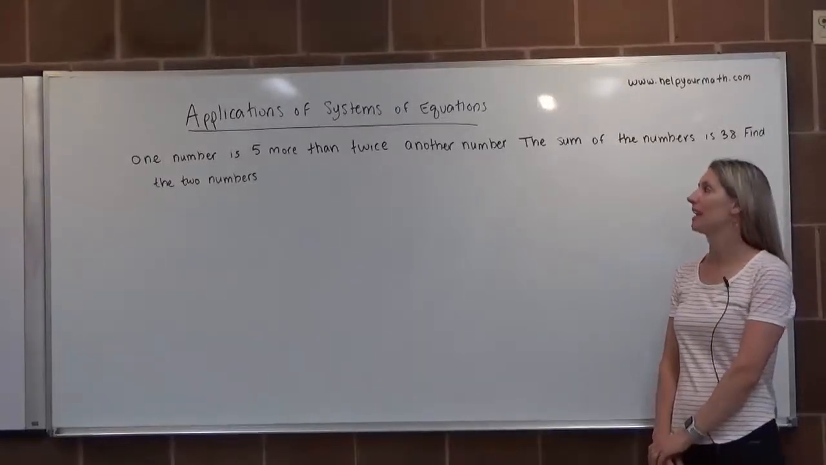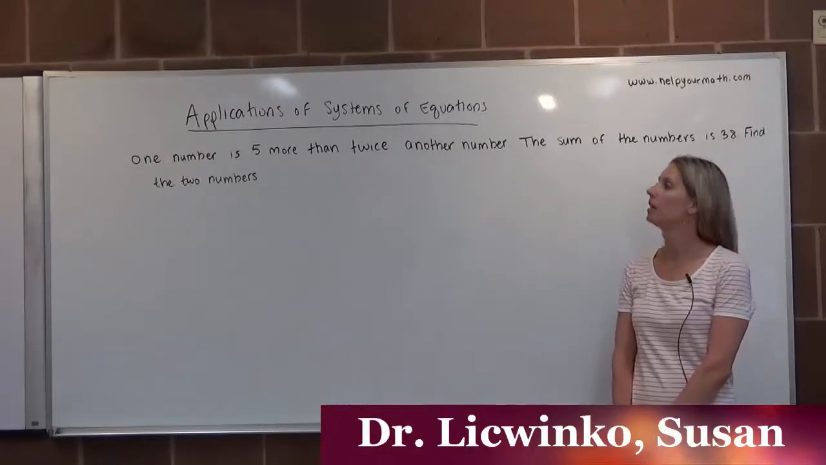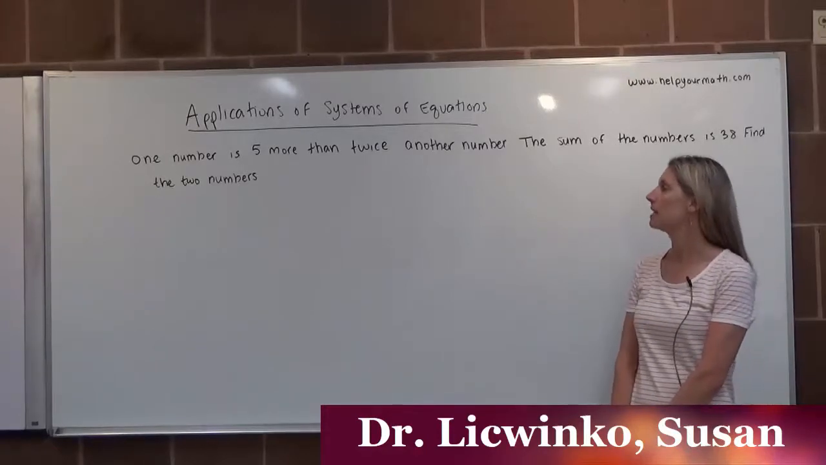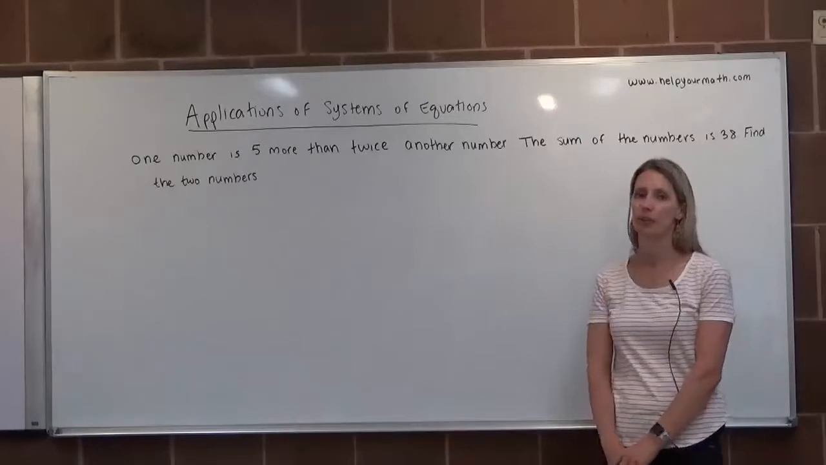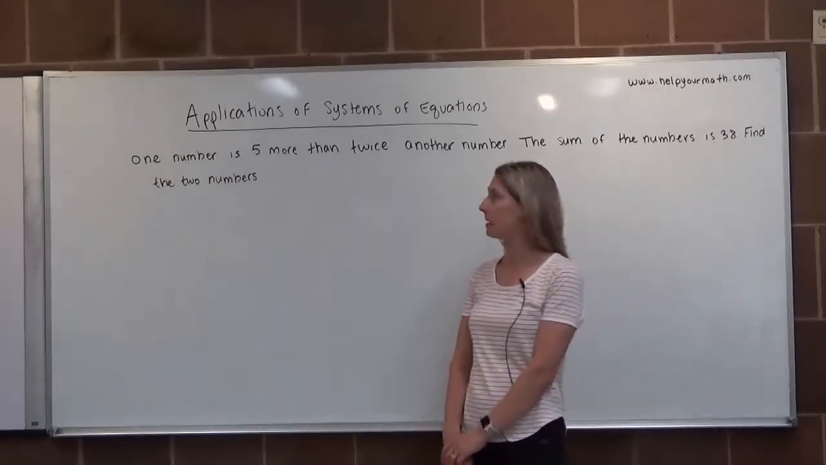In this video, we're going to look at an application of system of equations. This one says one number is 5 more than twice another number. The sum of the numbers is 38. Find the two numbers. Let's break this down sentence by sentence.